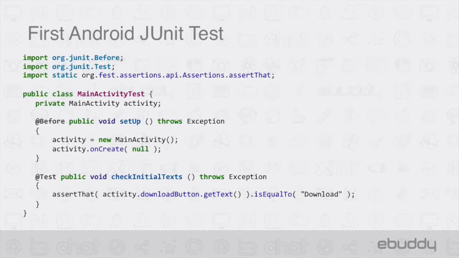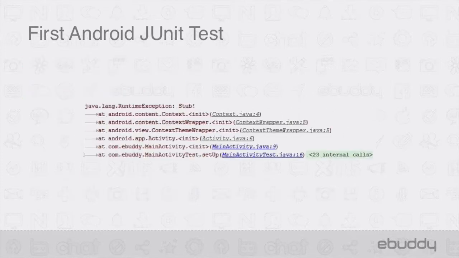This is my first Android unit test, quite easy. I create the activity and just want to check that the text for the button is download. Quite a dummy test, not a real one. I don't think anyone has this kind of real test. But what happens if I run this test? Boom. Runtime exception. That was a really nice surprise for me.